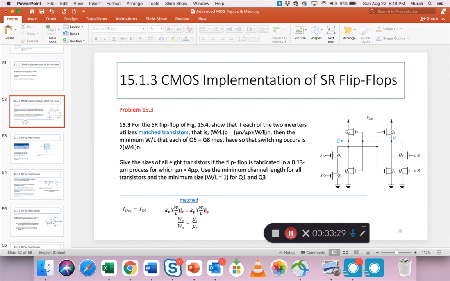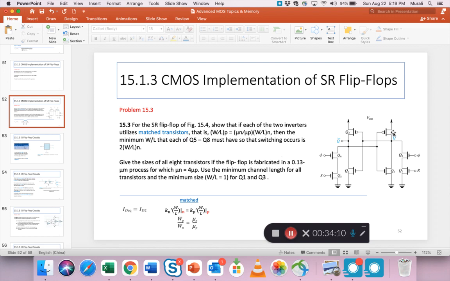So that means this W by Ln is 1, right? Because these are the two N-type transistors in the inverters, and he gives us that data here. So we use W by L equals 1 in the equations, and we don't even have to increase the channel length, just use the minimum channel length for all transistors and the minimum size also, W by L. Normally we take W by L equal to twice the minimum in solving some of these problems, but he says just use the same. So with all this, find the size of the 8 transistors.